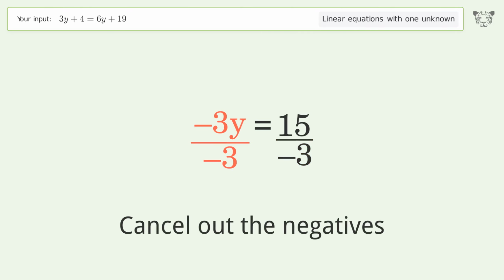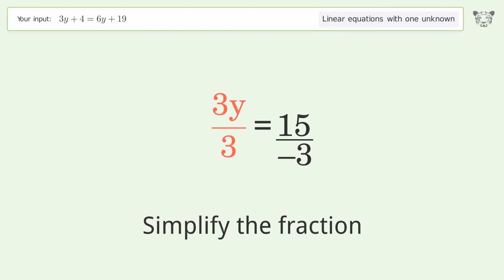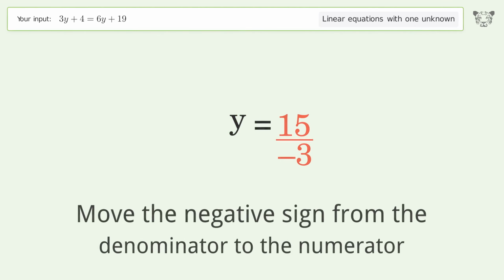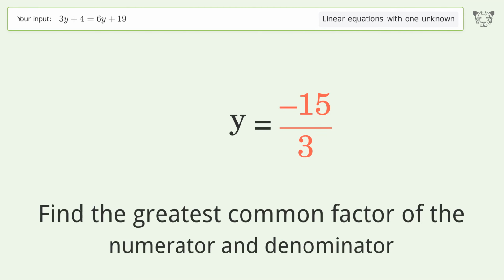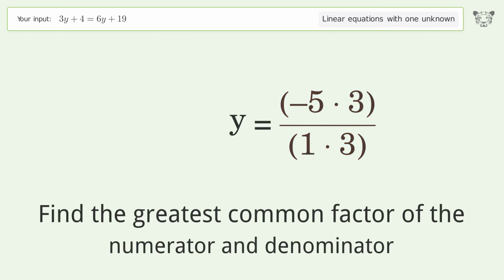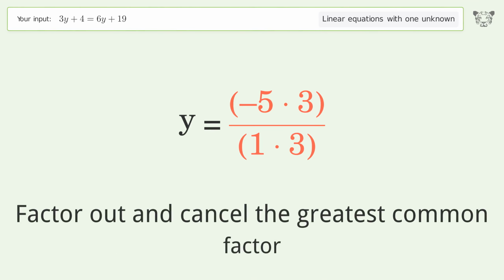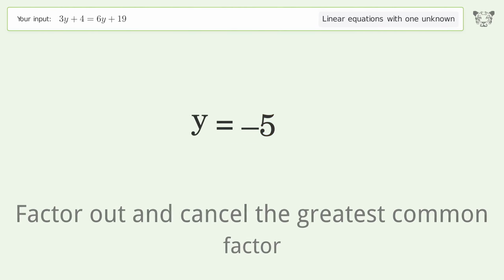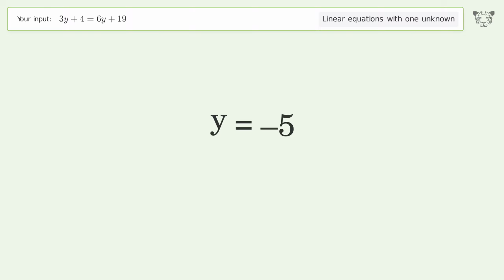Cancel out the negatives. Simplify the fraction. Move the negative sign from the denominator to the numerator. Find the greatest common factor of the numerator and denominator. Factor out and cancel the greatest common factor. And so the final result is y equals -5.